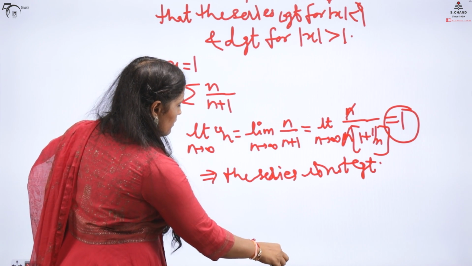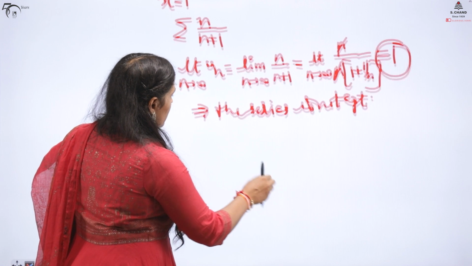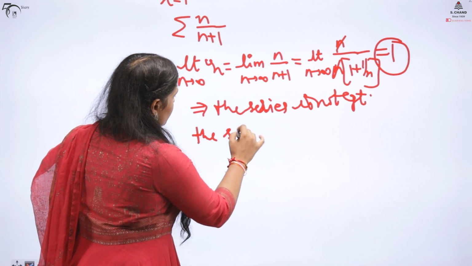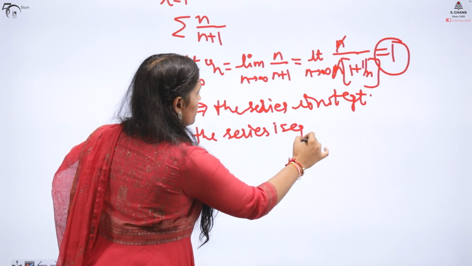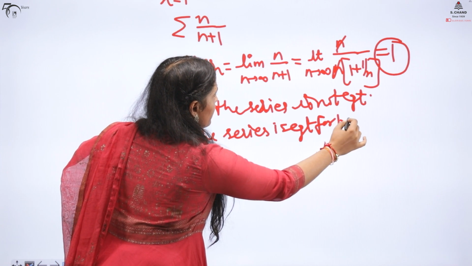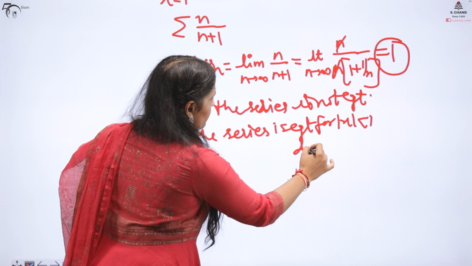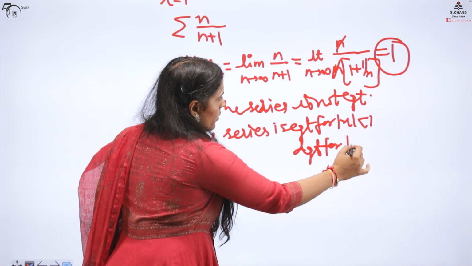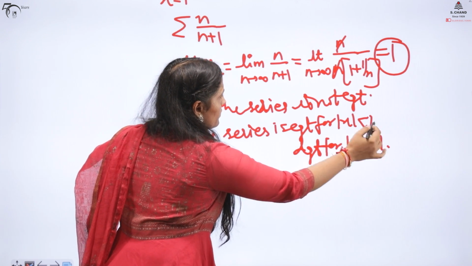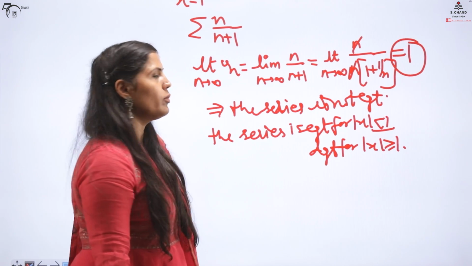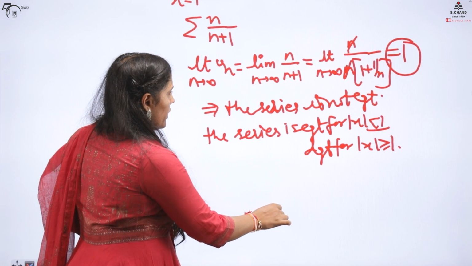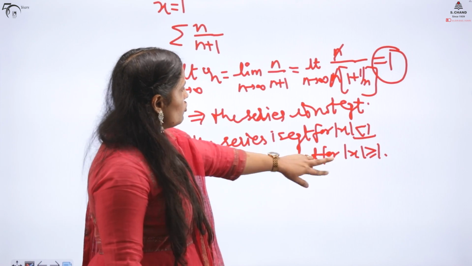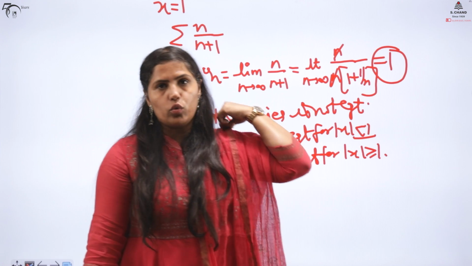So, in this case what is the conclusion now this time? The series is convergent for mod x less than 1 and divergent for mod x greater than equal to 1. In last case we got the convergence for x equal to 1 particularly, and here this is just divergence for x equal to 1.